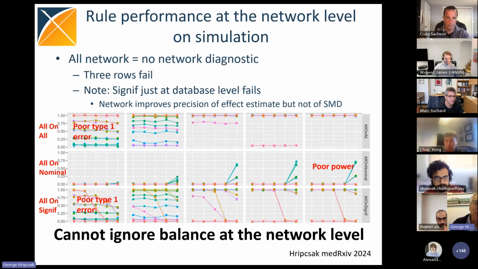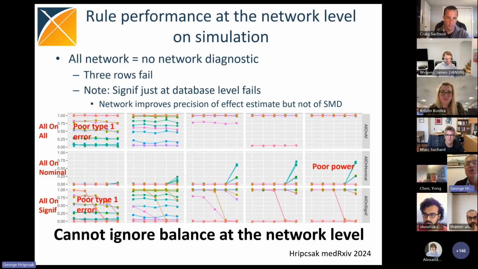The first row, poor type 1 error. The second row, poor power. The third row, poor type 1 error. Basically, you can't ignore balance at the network level. No one in the world does meta-analysis of their diagnostics.